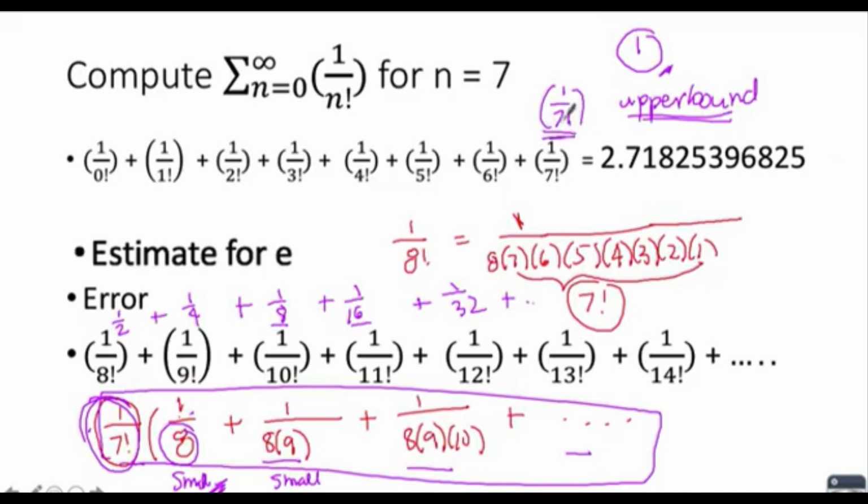And what is the value of 1 over 7 factorial? We can compute for that. And so we are now mathematically sure here that even if we cannot compute the exact value of the error, we know that it will not pass through this 1 over 7 factorial if our estimate for e is this value. So let's write that cleanly in the next page.